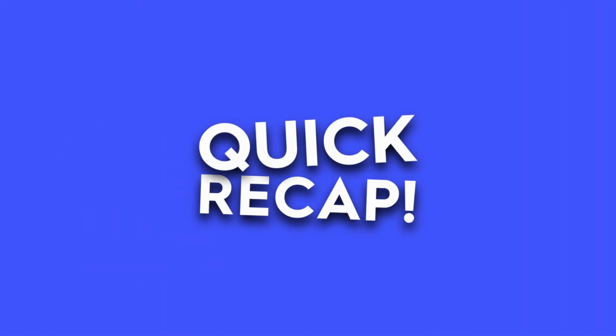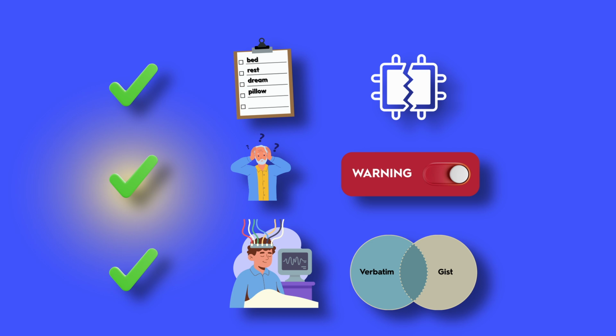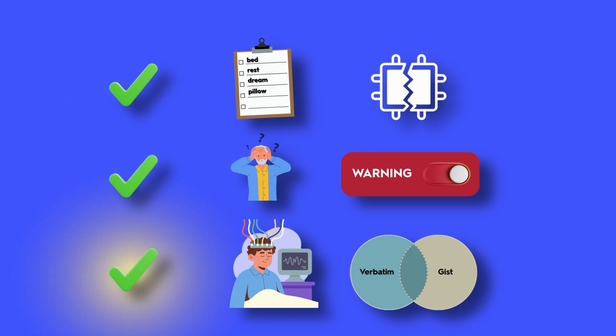To recap, DRM uses related word lists to provoke a critical lure. False recall persists even with warnings, and theories like activation monitoring and fuzzy trace explain why gist can override exact detail.